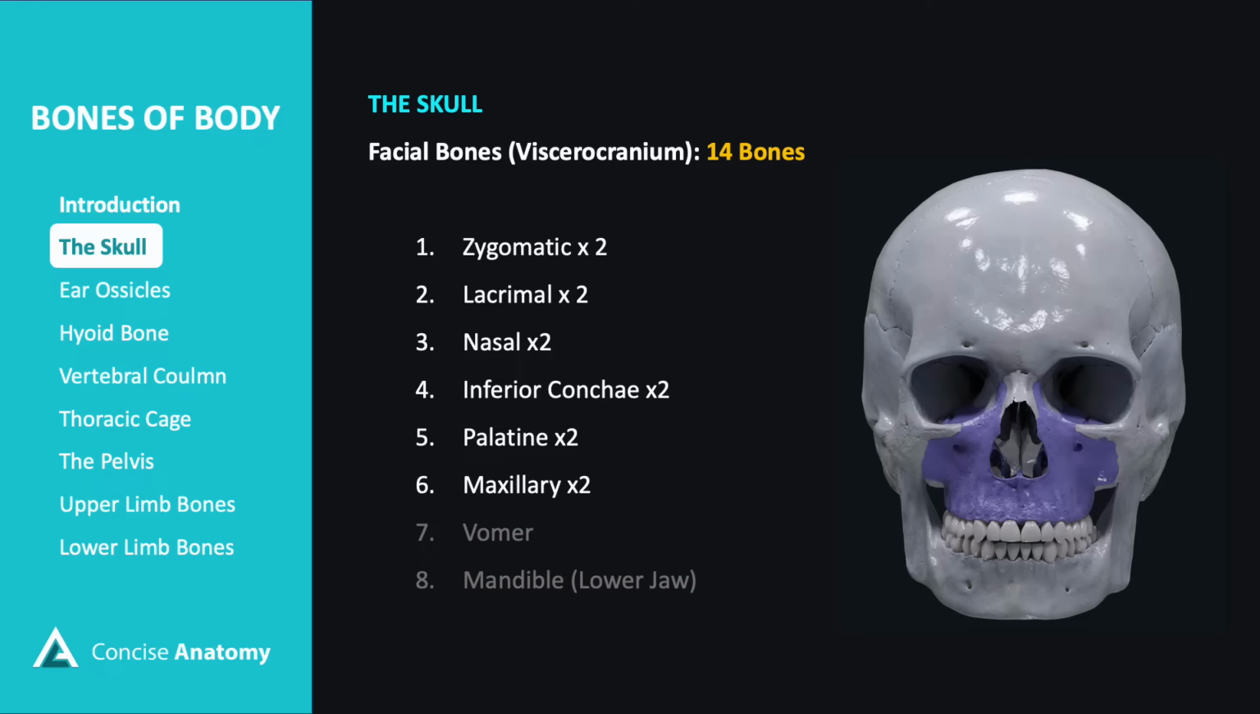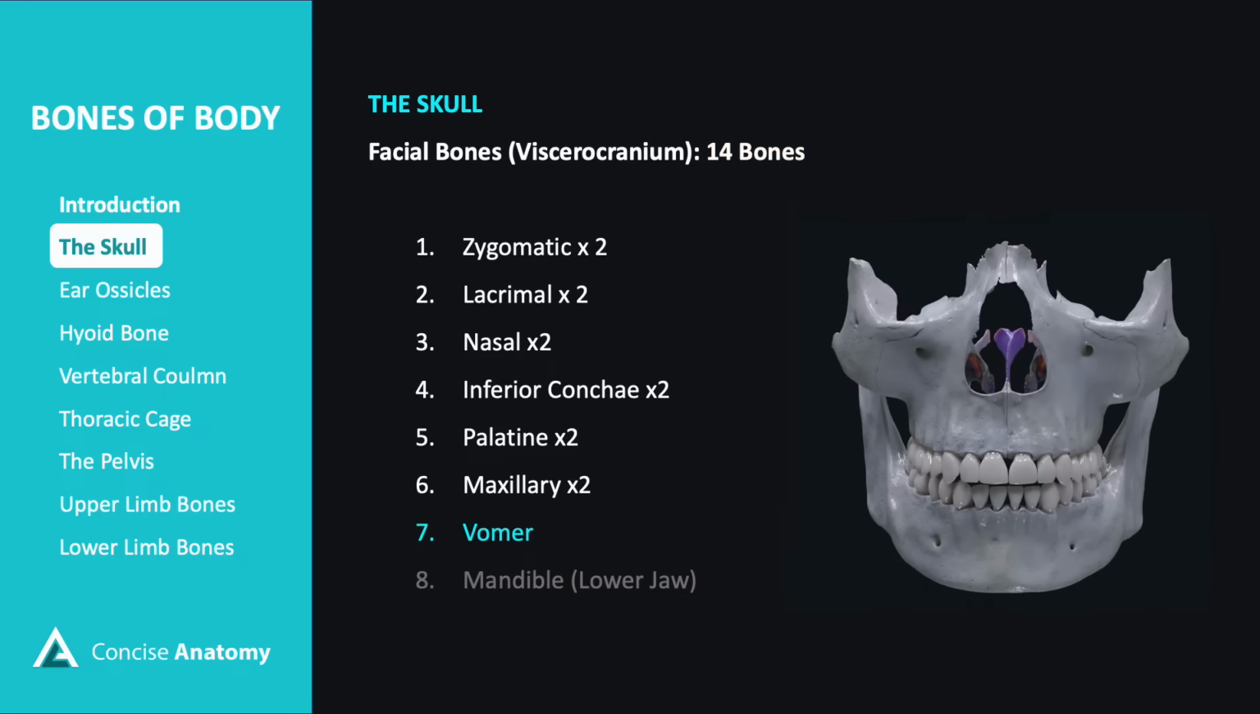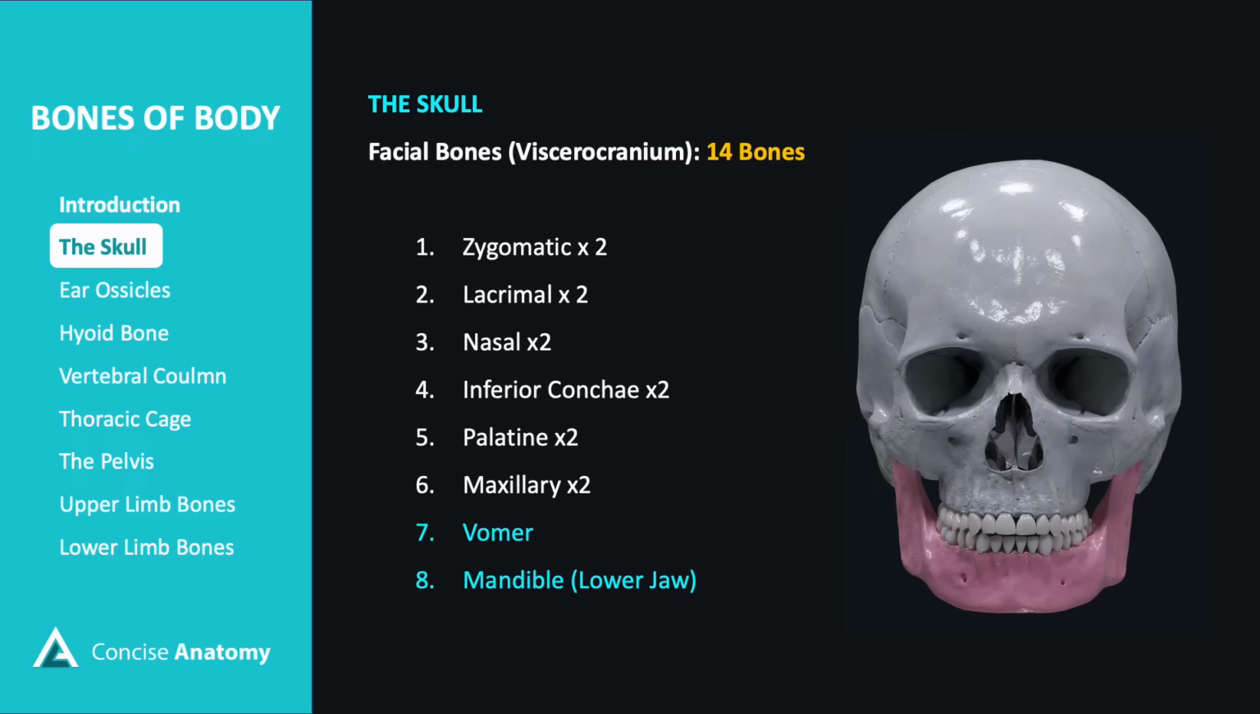The maxillae are paired bones that form the upper jaw, support the upper teeth, and contribute to the orbits, nasal cavity, and hard palate, articulating with all facial bones except the mandible. The vomer is a single bone that forms the lower part of the nasal septum, dividing the left and right nasal cavities. The mandible, the largest and strongest facial bone, forms the lower jaw, supports the lower teeth, and provides attachment for muscles of mastication.